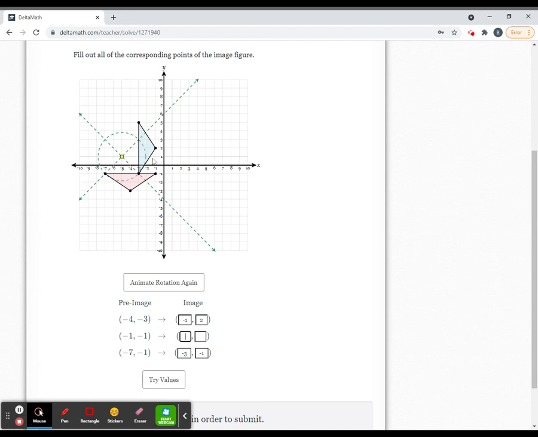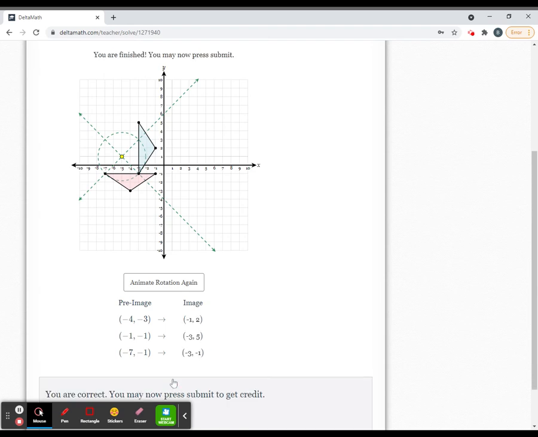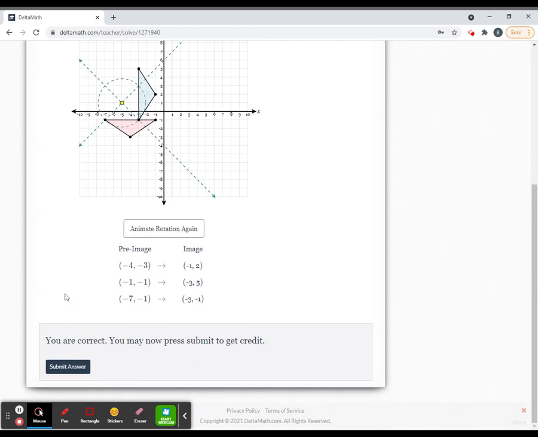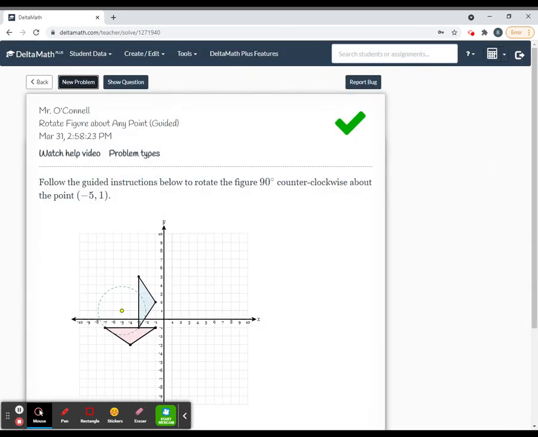And I could do that for the other points too, right? If I stare at this point right here and I just watch it the whole time, I'm watching, I'm watching it, and it ends up right here at -3, 5. And those should all be correct. And then we just have to hit try values. And it's going to show that we are correct. And we can submit that answer now, and it'll show us that we are correct.